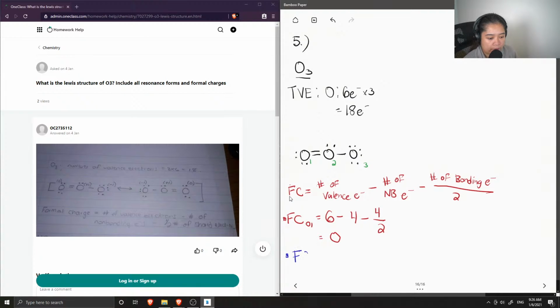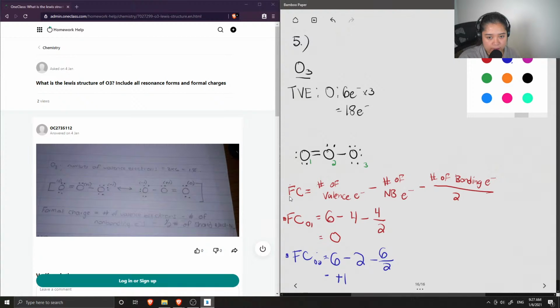Now let's calculate formal charge of oxygen 2, which still has 6 valence electrons. The number of non-bonding electrons, however, is now 2. And the number of bonding electrons, so there are 3 bonds, so 6 bonding electrons divided by 2. So 6 minus 2 is 4, minus 3 is positive 1. So the oxygen in the middle will have a positive charge. So I'll just erase these for now.